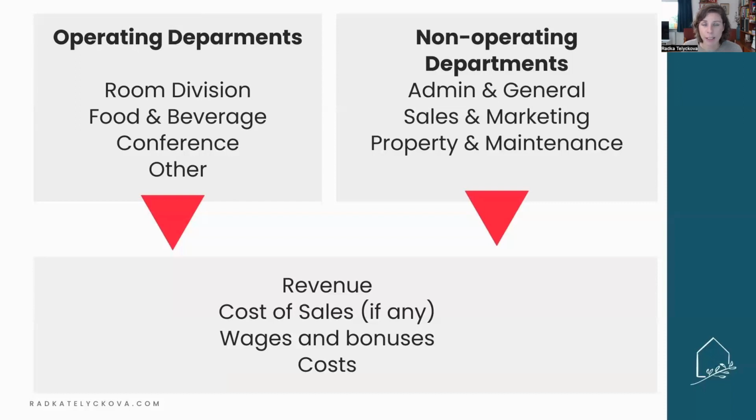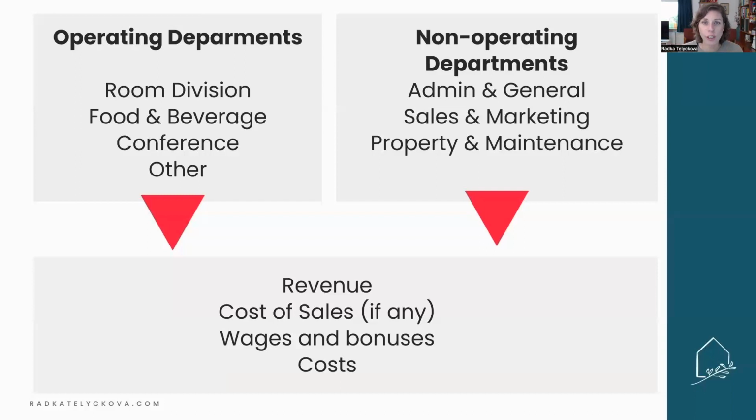So in the hotel, we have rooms division, F&B division. In bigger hotels, we have a conference and we have spa facilities. And because I was also doing this budget template for spa hotels, there is going to be one template for spa as well. And then we have non-operating departments, administration in general. There's also reception. Reception belongs to the rooms division, but I mean the managers who are on that administration and general level. We have sales and marketing, and we have a property and maintenance department.